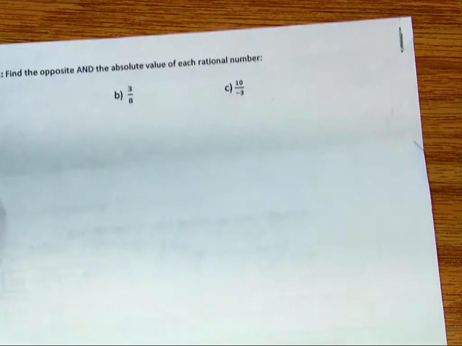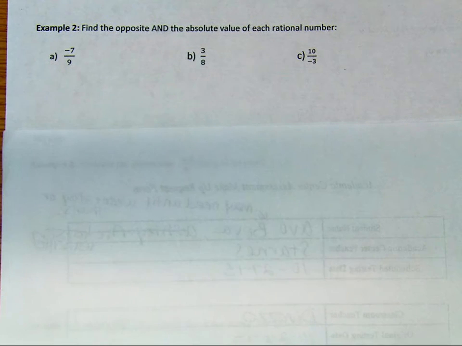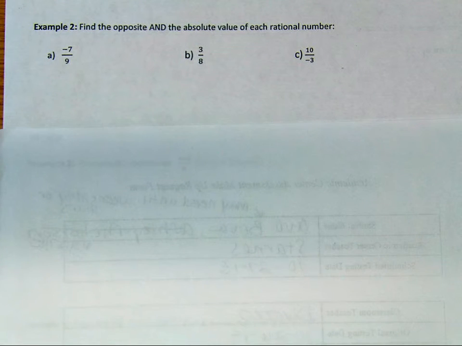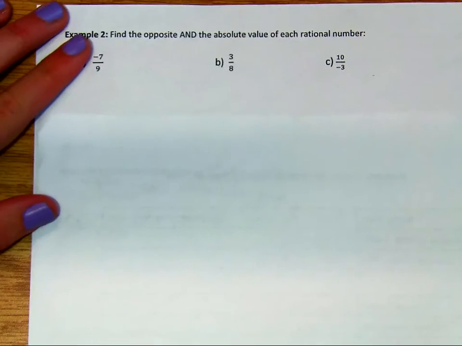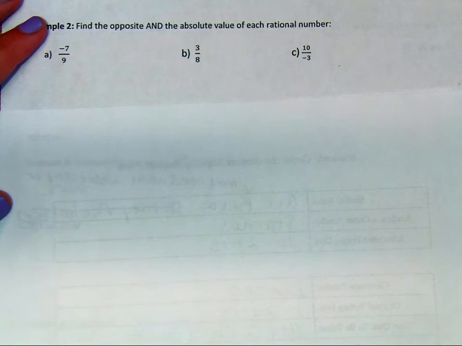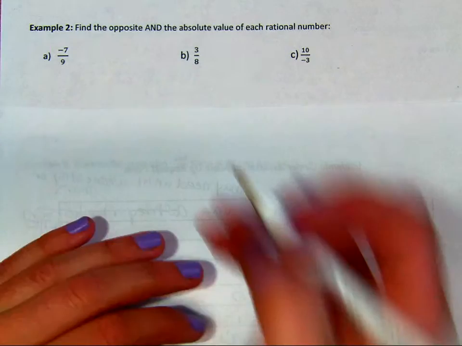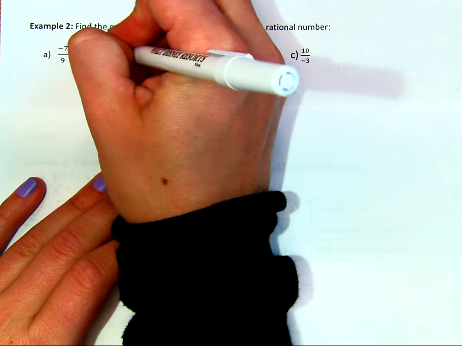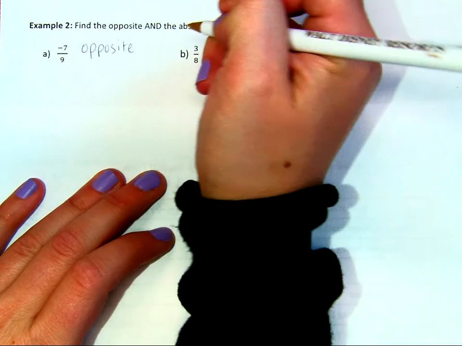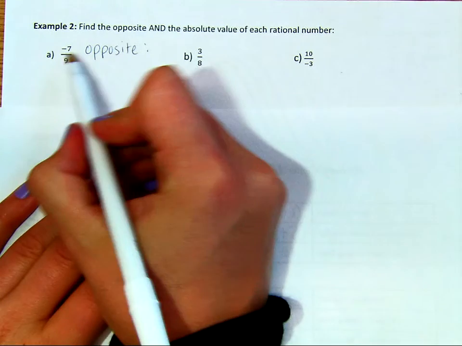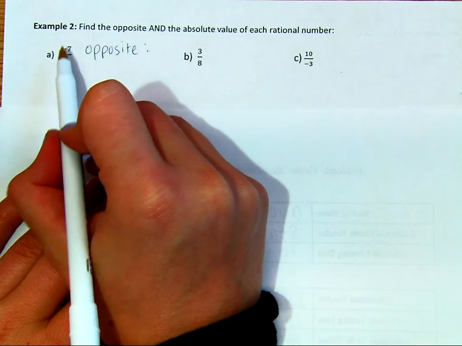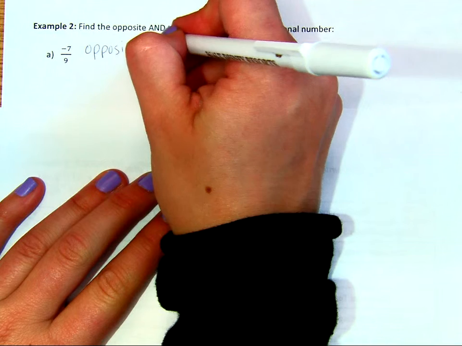And we're actually just going to do these examples right here. So, example 2 says, find the opposite and the absolute value of each rational number. So, negative 7/9. First we'll think about the opposite. Just like with integers, the opposite just means, okay, this overall has a negative value, so the opposite has got to be positive 7/9.